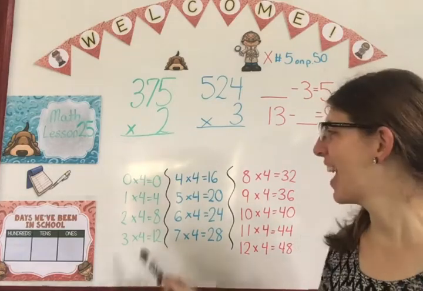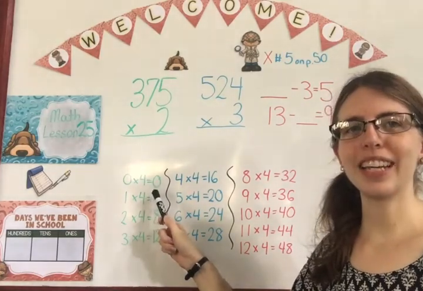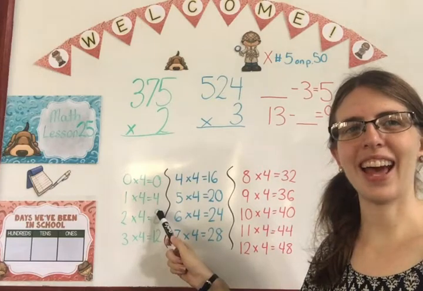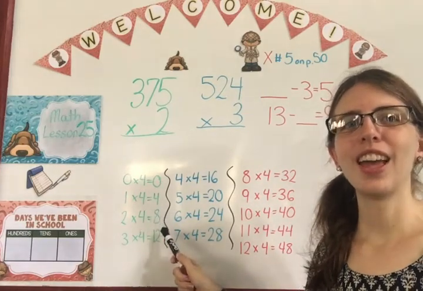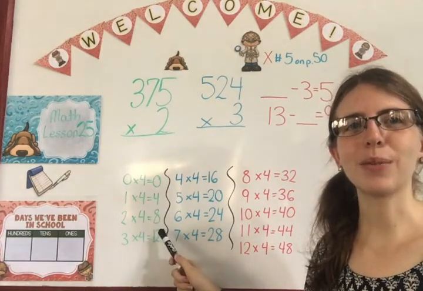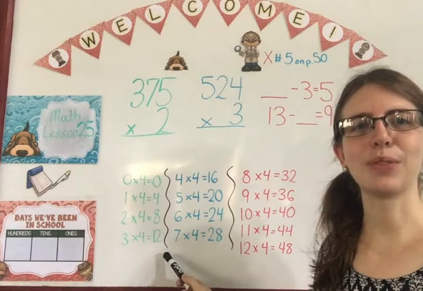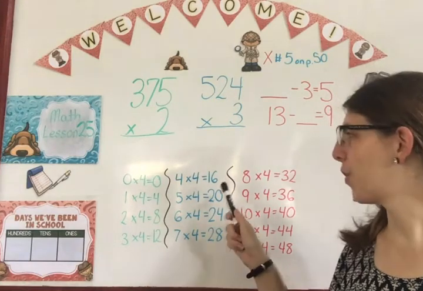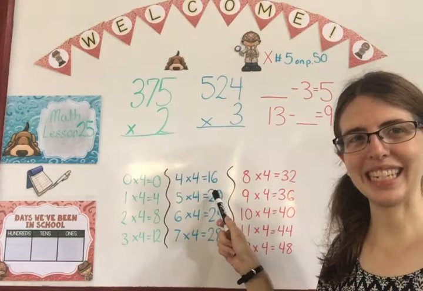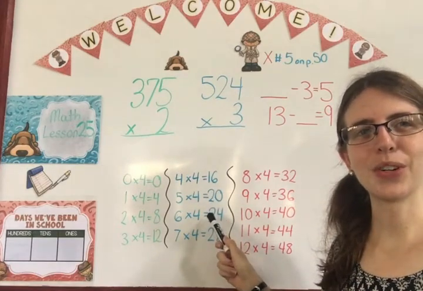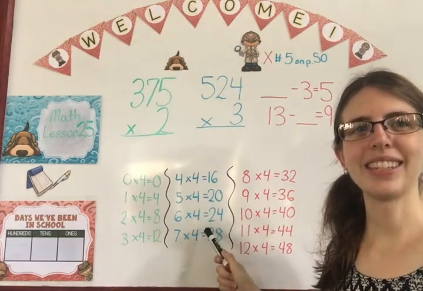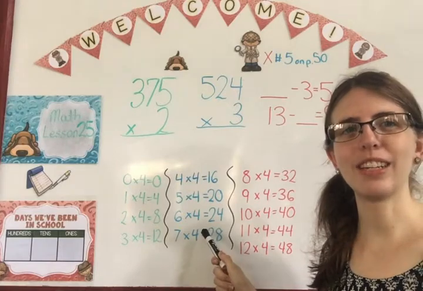Say it with me. 0 times 4 equals 0. 1 times 4 equals 4. 2 times 4 equals 8. 3 times 4 equals 12. 4 times 4 equals 16. 5 times 4 equals 20. 6 times 4 equals 24.